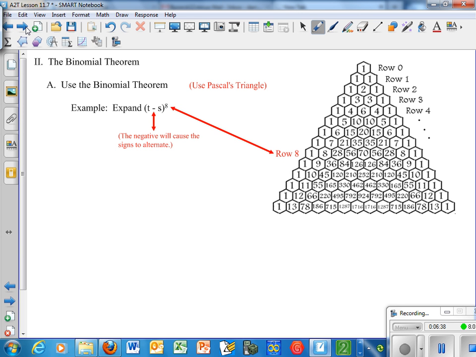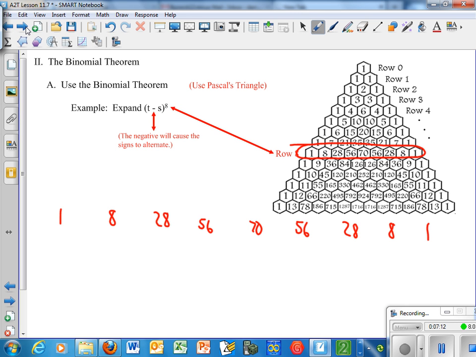Same type of process. Now we have t minus s, the binomial, raised to the 8th power. Okay, so we go to row 8, which is this row right here of Pascal's triangle. So what I suggest doing is going 1, 8, leave some space because we're going to have to fill terms in, 28, 56, 70, 56, 28, 8, and 1.